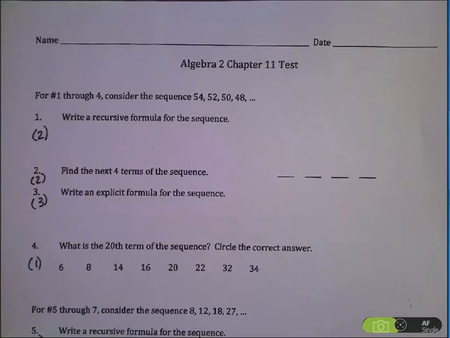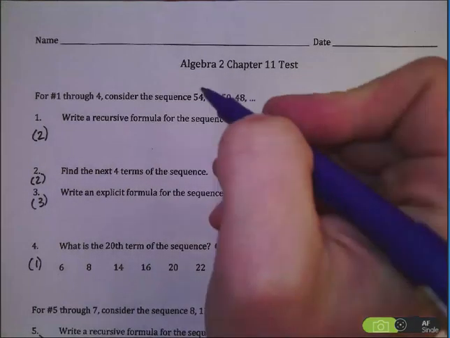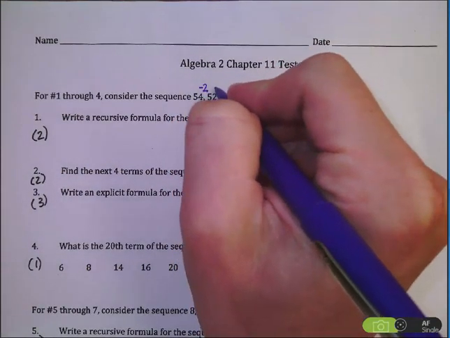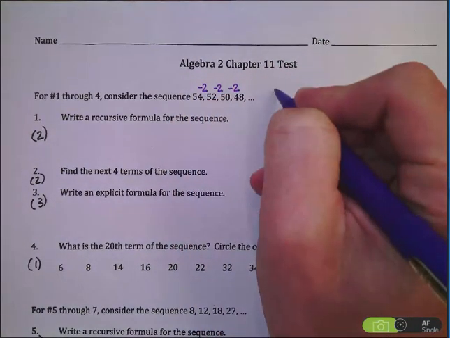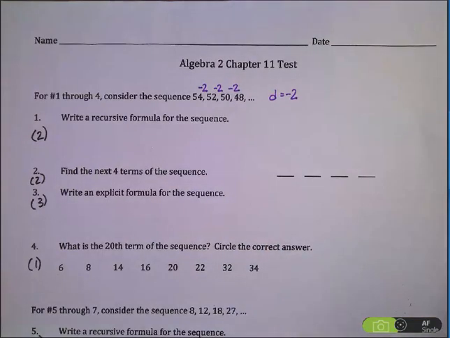These are the solutions for the Algebra 2 Chapter 11 or Unit 9 test. For problems 1 through 4, we're going to consider the sequence 54, 52, 50, 48. You can see the numbers are going down by 2 each time, so our constant difference here is going to be -2. We're going to use that in a few places in your formula.